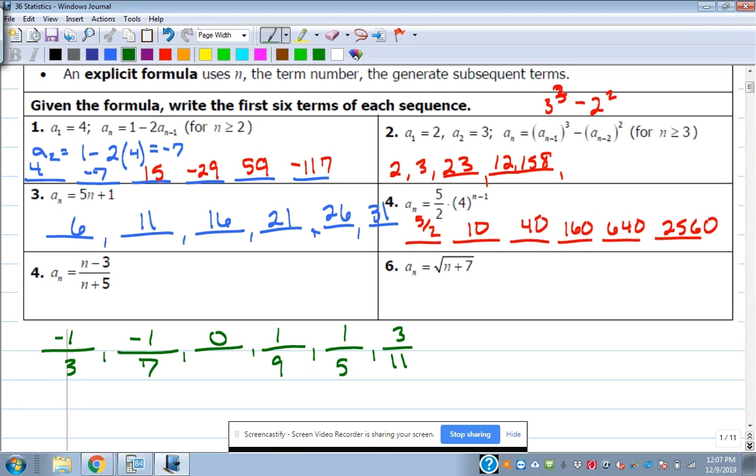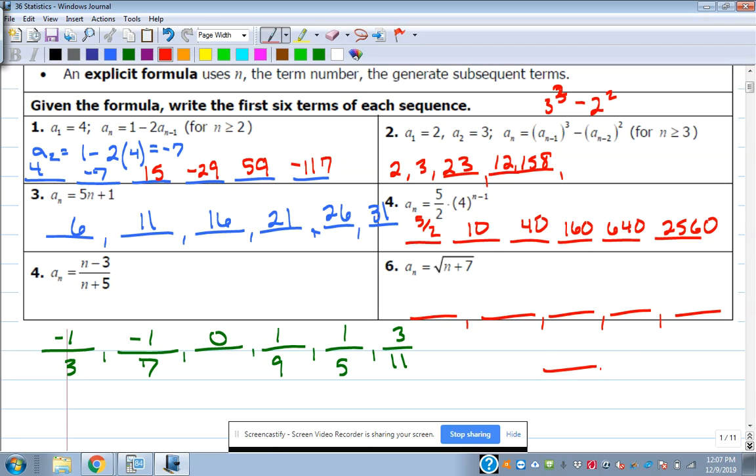So they give you the formula, want you to find certain terms to it. You just plug in the numbers. If it's an explicit formula, you plug in the numbers 1 through wherever they need you to go to. If it's recursive, you got to use the previous term to get the next one. Number 6, kind of review a little bit with square roots. That's again an explicit formula.